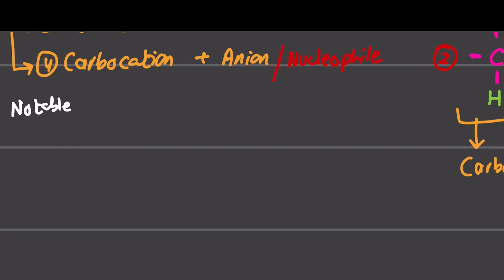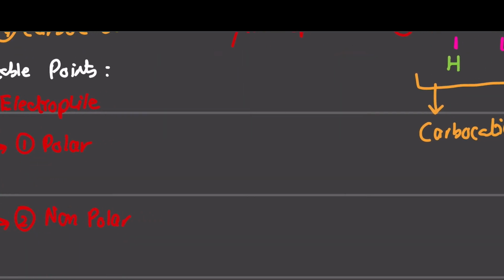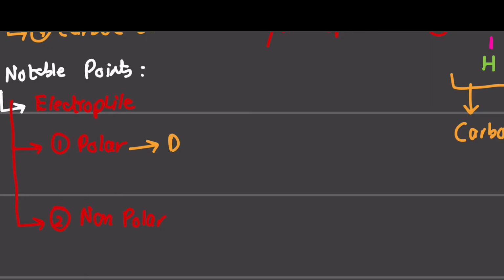So some notable points that I would want you guys to remember. The electrophile that we have can be of 2 types. Okay, so electrophile can either be a polar electrophile or it can be a non-polar one. We just looked at a polar, and in 2 seconds we're going to look at a non-polar one. So in a polar one, we already have a dipole, or you could say that we have dipoles or poles. Dipoles basically means 2 poles. Dipoles permanently induced.